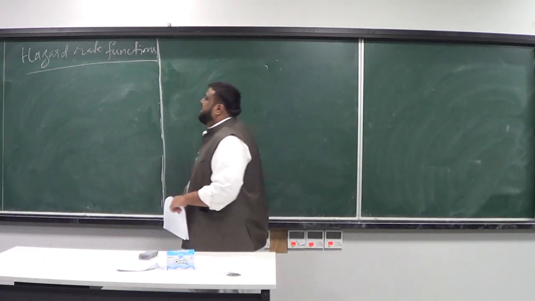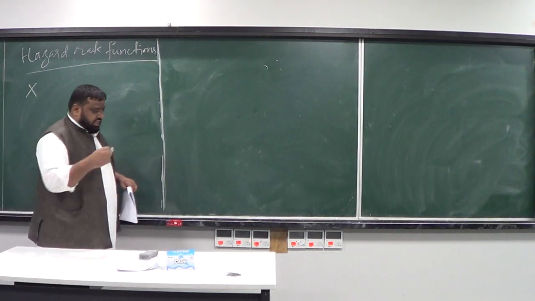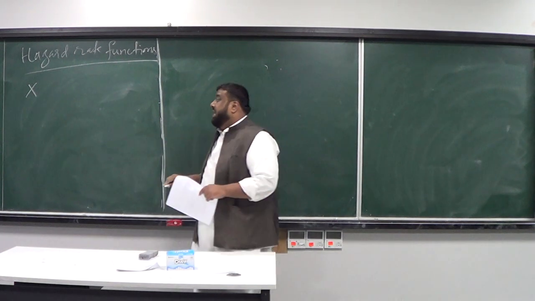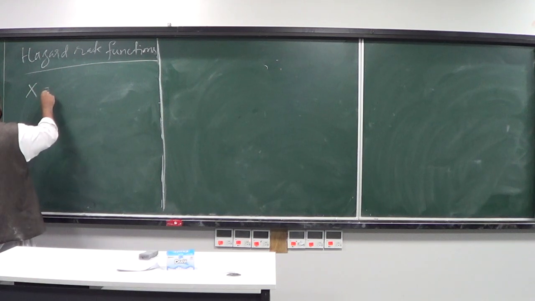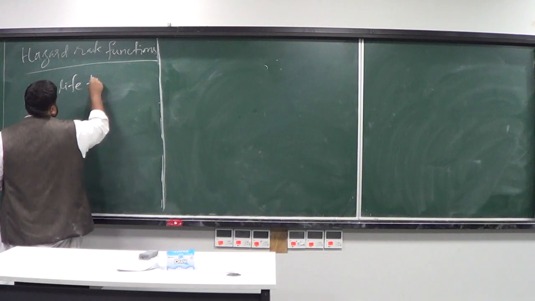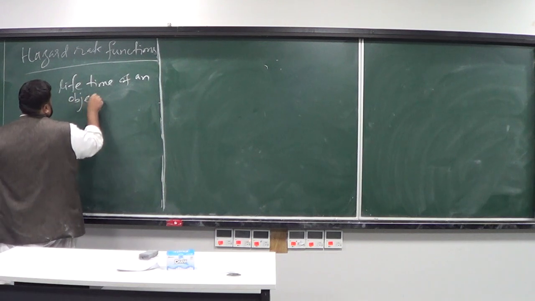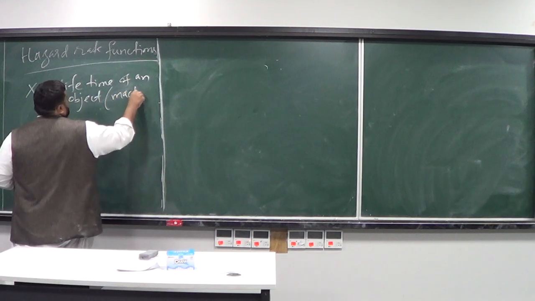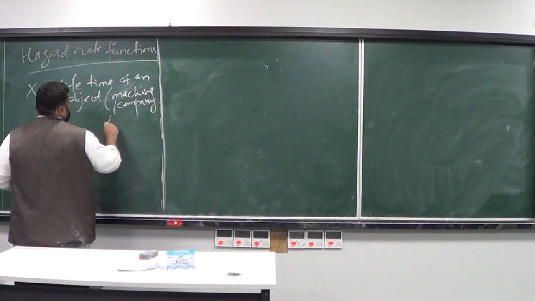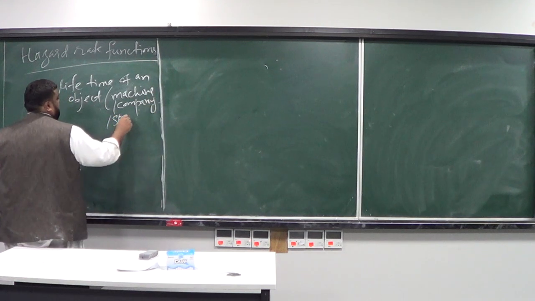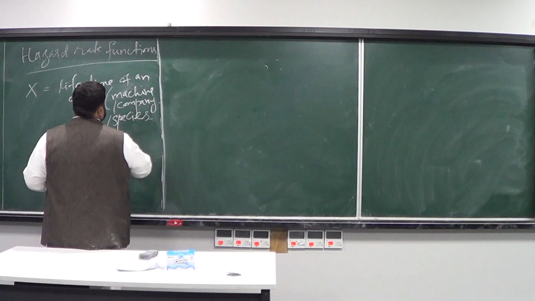To introduce the hazard rate functions, consider a random variable X. To make sense of it, let's interpret this random variable X as the lifetime of an object. This object could be a machine, a company, a species, and so on and so forth.